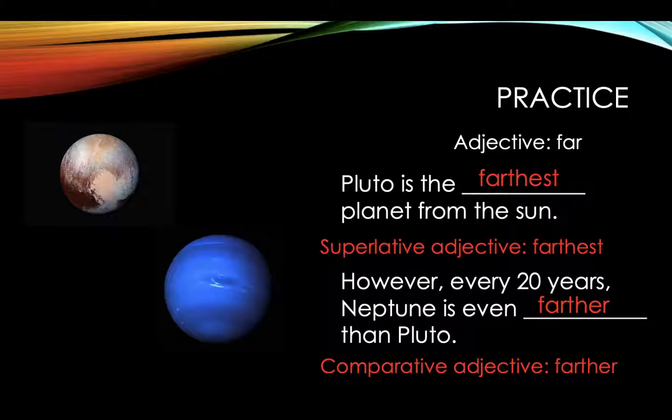So the top one is the superlative form, which is farthest, right? Because it's the absolute last one. However, now we're comparing Neptune and Pluto, so we're going to use the comparative adjective farther. And this sentence is simply stating that in comparison, every 20 years, Neptune is more distant from the sun than Pluto, even though Pluto is the farthest distance.